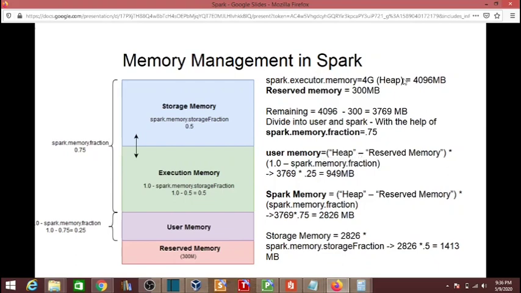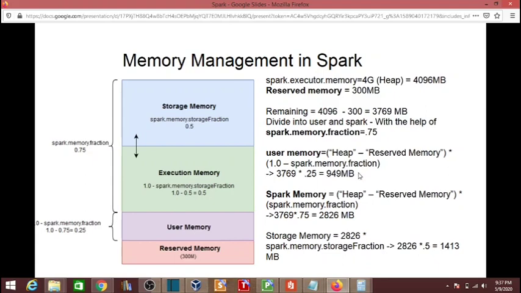User memory is the heap minus reserve memory, into 1 minus spark.memory.fraction, whose default value is 0.75. Heap memory is 4096, which was assigned to executor memory, and reserve memory is 300 MB. So heap minus reserve memory is equal to 3796. 3796 into 1 minus 0.75, that is 0.25, equals 949 MB. So 949 MB is the user memory, and this memory is used for storing the user information.